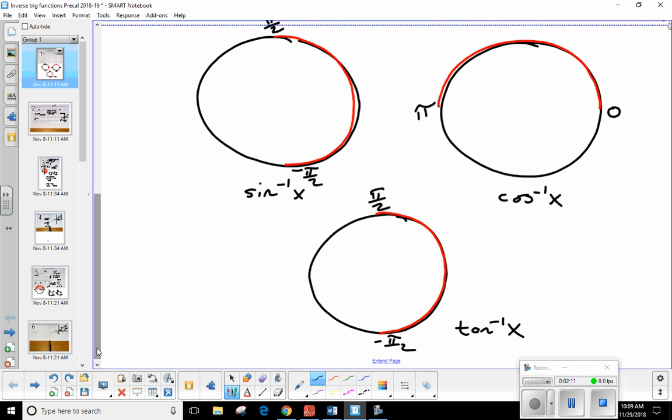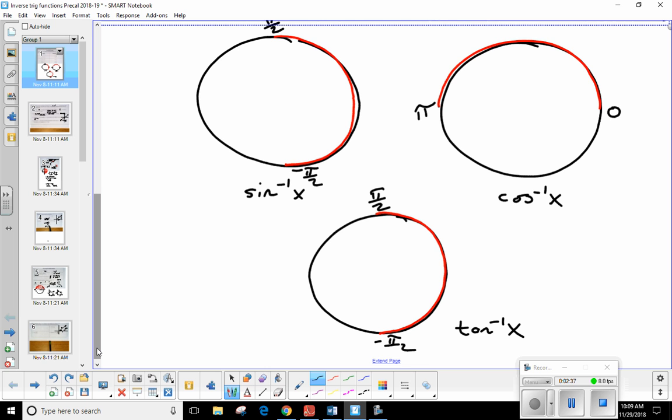Sine inverse is going to be restricted to quadrants 1 and 4. His answers have to fall between negative pi over 2 and pi over 2. Cosine inverse is going to be restricted to quadrants 1 and 2. He has to fall between 0 and pi. And tangent inverse is actually going to be in the same quadrants that sine inverse is. But what was the big difference between those?